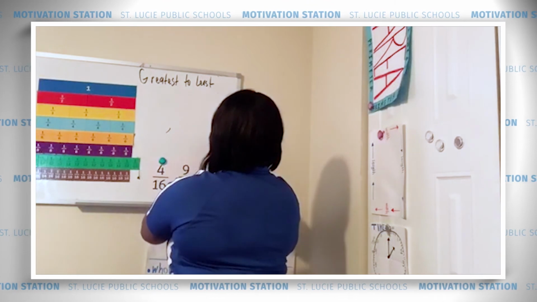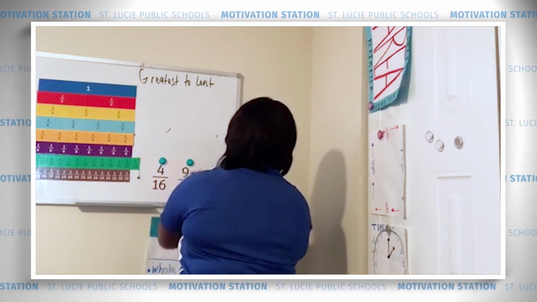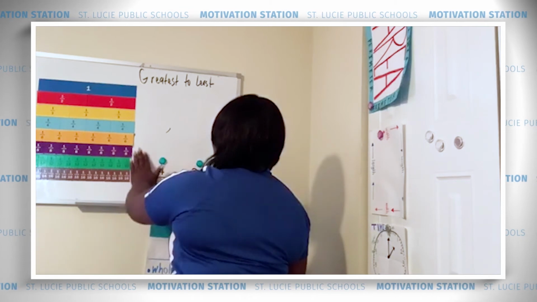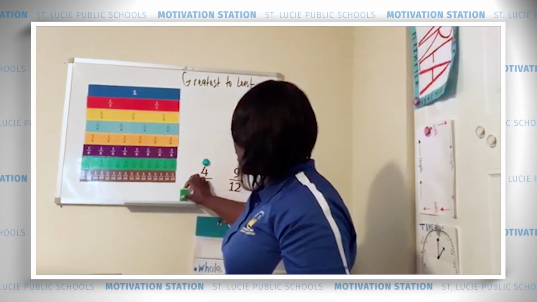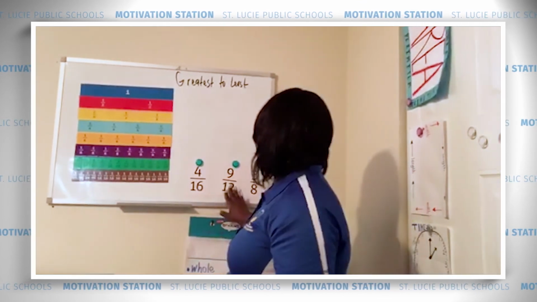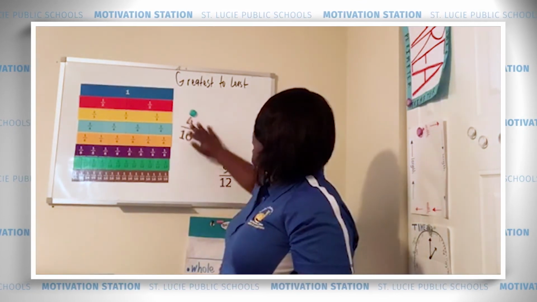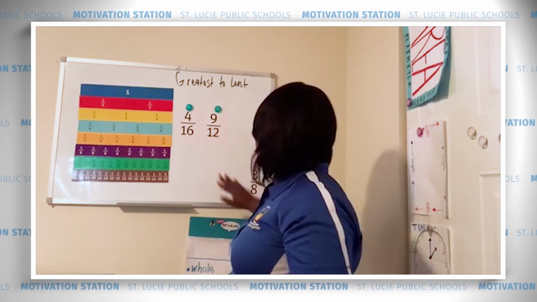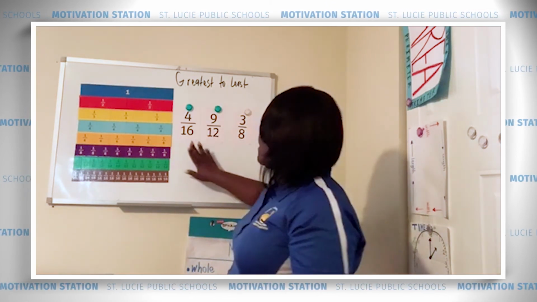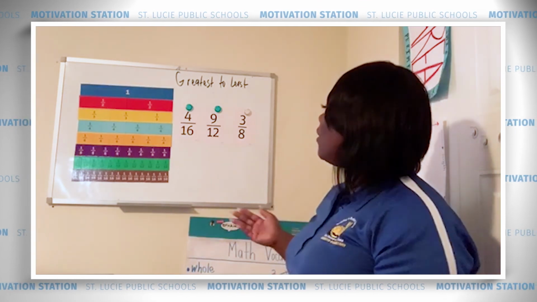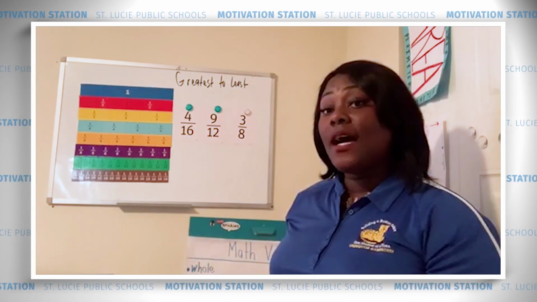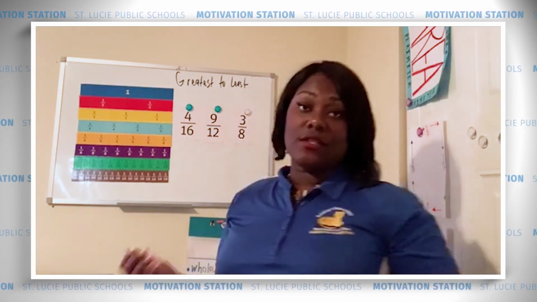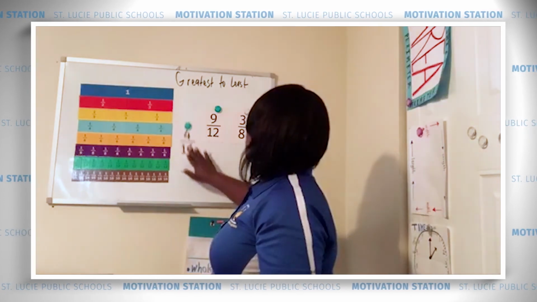We have 4/16, 9/12, and 3/8. Now, a common misconception that I see kids making when they're trying to put fractions in order from greatest to least: they look at the numbers and say, well, this one has 16 at the bottom, and this one has 12, and this one has 8. And because 16 is larger than 12, and 12 is larger than 8, then this must be the correct order. They will use the denominators to figure out the order.